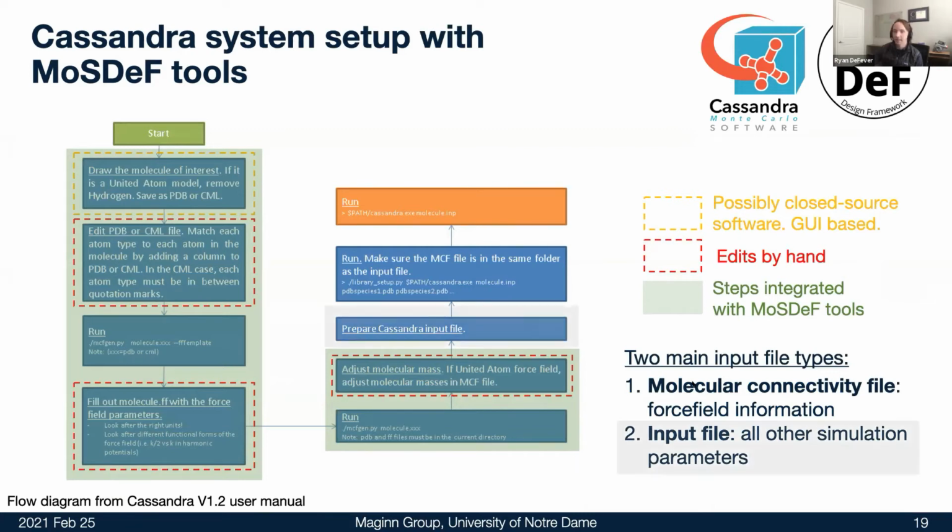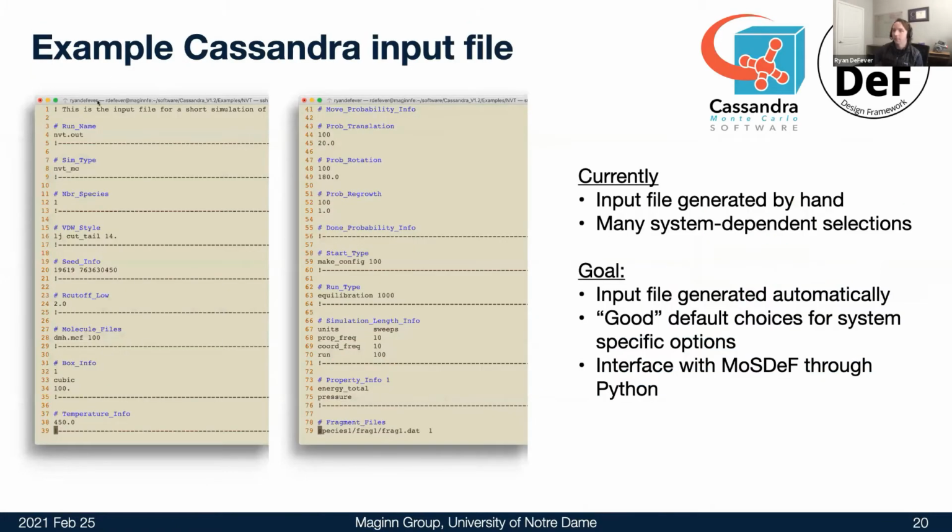The next thing we need to think about is the input file and how we can construct that. Just to give you an idea of what the Cassandra input file looks like, it's a pretty standard input file. You've got headings, you have different parameters you have to list out, and they have to be in a certain order. This input file is normally generated by hand. You have a whole bunch of system-dependent selections, and where we'd like to go is generate this automatically. We'd like to offer some good default options for a new user for Monte Carlo, and we want to interface this through MoSDeF with Python.